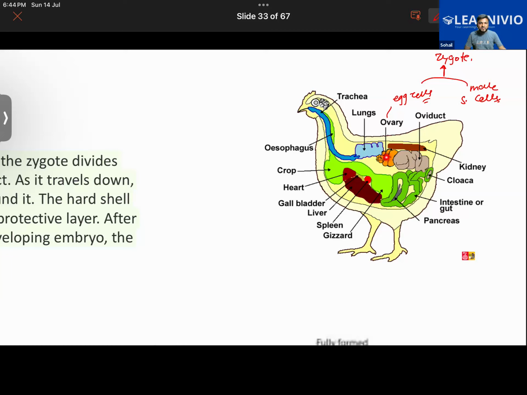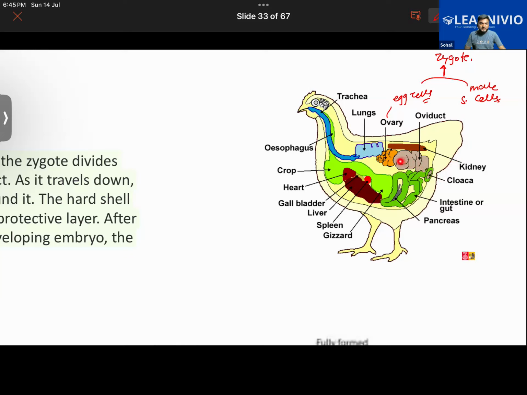The ovary would be releasing egg cells, right? In the case of the hen also, the ovary would be releasing the egg cells, right? And we did learn that via the vagina, the sperm cells would be entering into the female reproductive body. So here also, via this opening, that is the cloaca, the male sex cells of the male would be entering into the body of the hen.